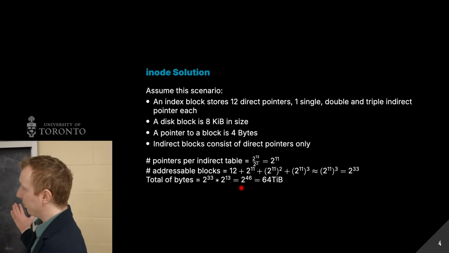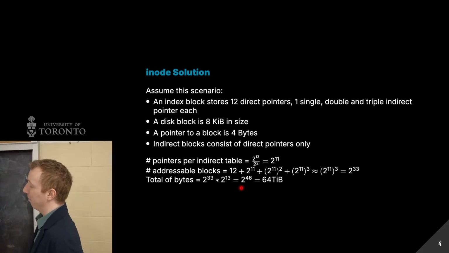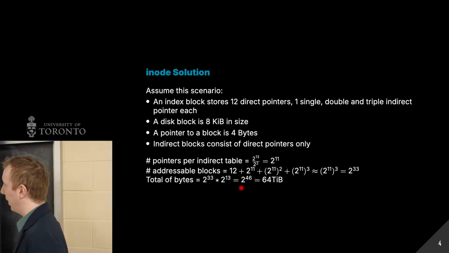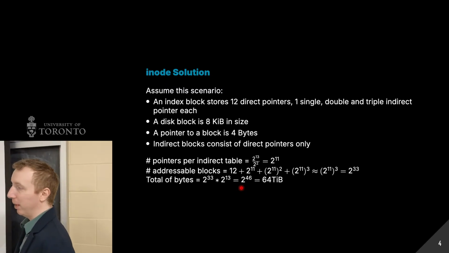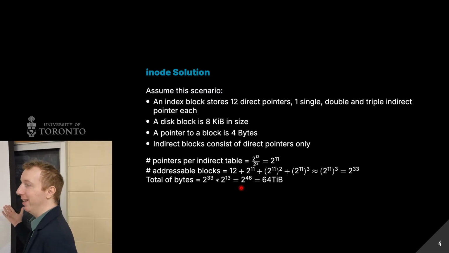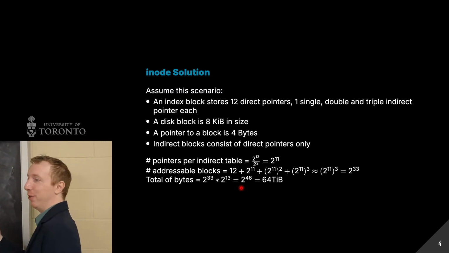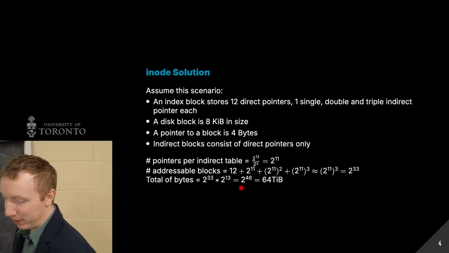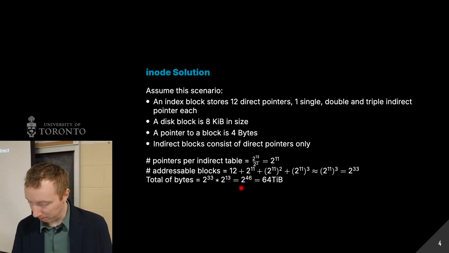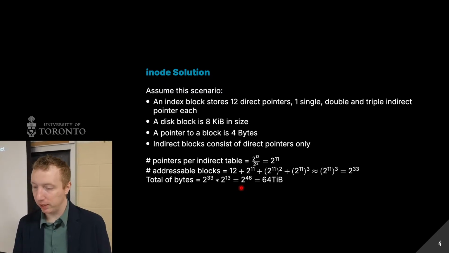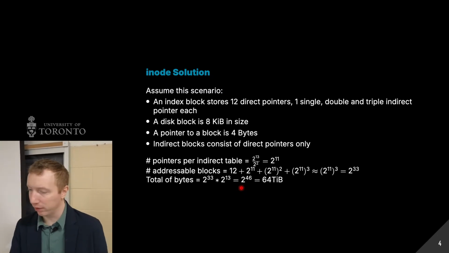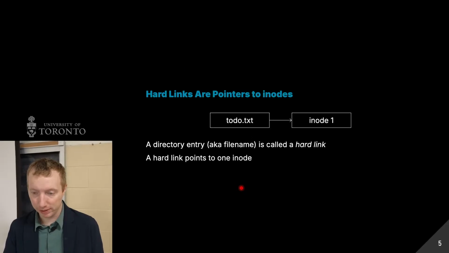And if we wanted to easily make it so that we could store a file 2 to the 11 times bigger than that, what would I have to add? Yeah, a quad indirect block, and then boom, we're done. And just figure it out from there. But this is what we use right now because no single file really is more than 64 terabytes.